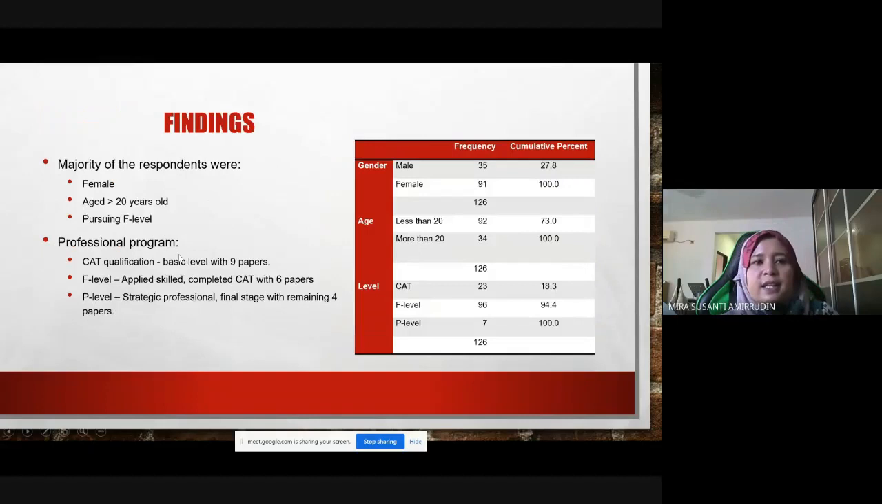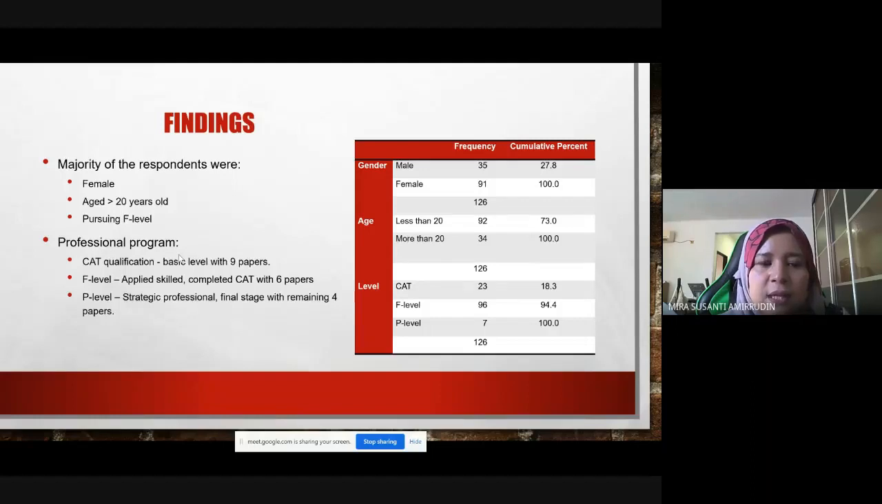Okay, so the findings: the majority of the respondents were female. You can see that from the total of 126 students, more than 70% of our students are female. They are aged more than 20 years old and pursuing F level. Okay, so the F level is for the ACCA.